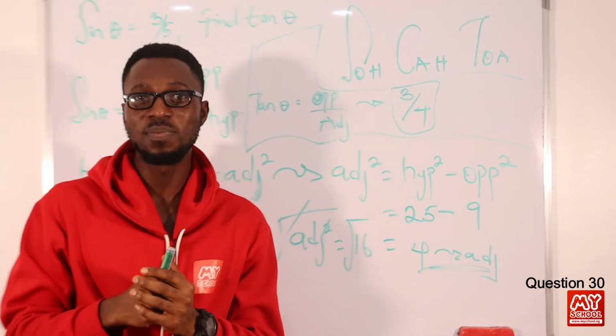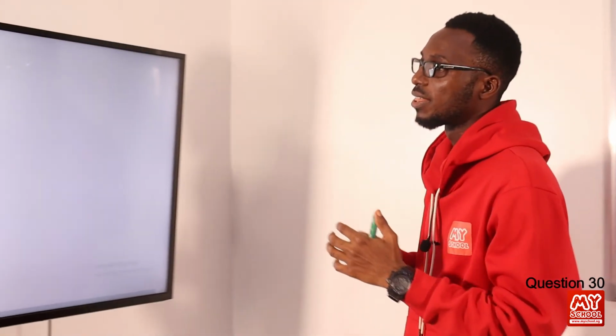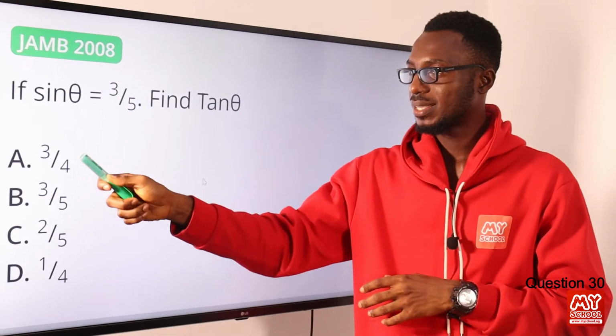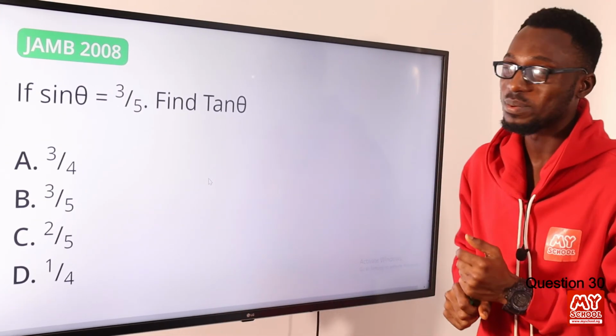So let's go back to the screen to select the option with 3 over 4. Not this, of course. Option A is the correct option.